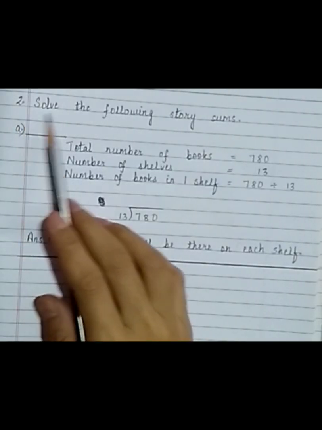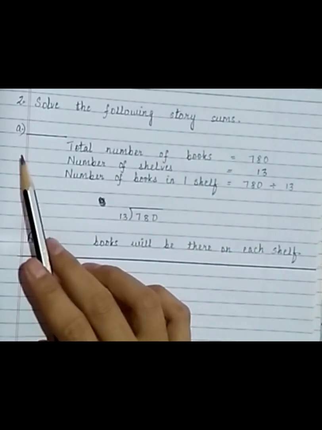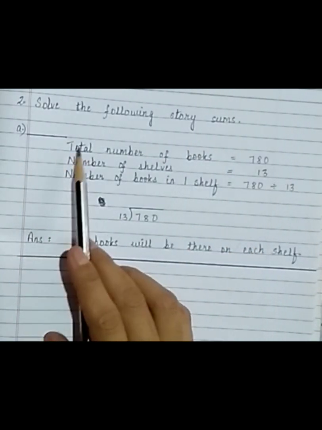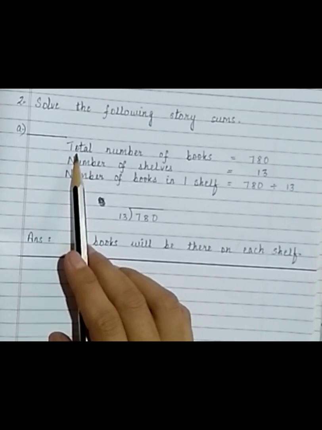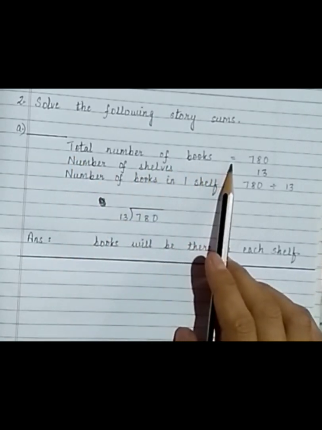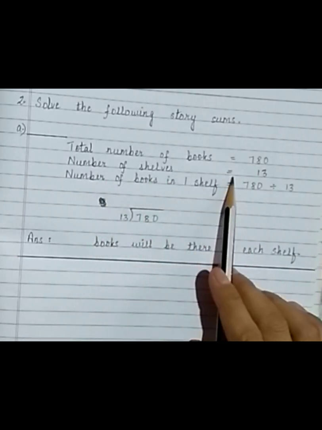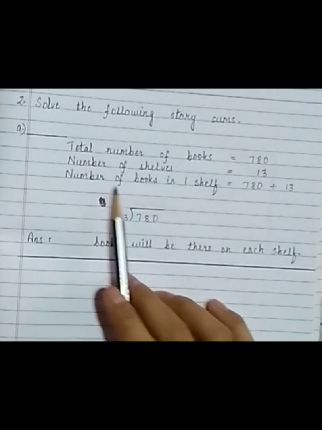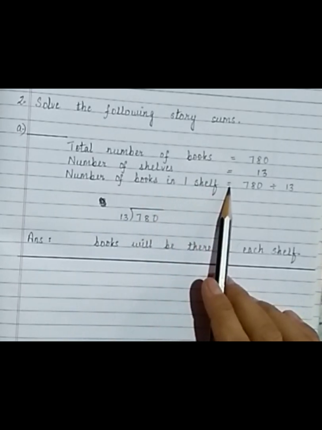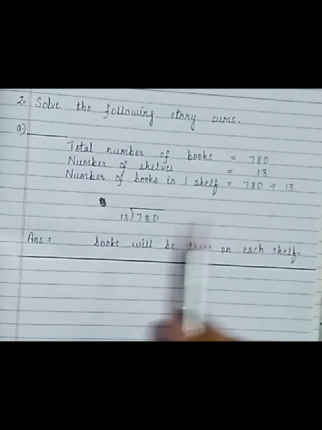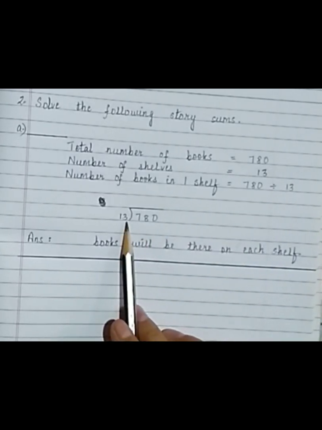Copy question number 2. Solve the following story sums and copy down the question by yourself. And after that, you will draw an answer dash and write the statement like this. Total number of books is equal to 780. Number of shelves is equal to 13. And number of books in one shelf is equal to 780 divided by 13. And after that, we will arrange the numbers like this and we will start dividing.